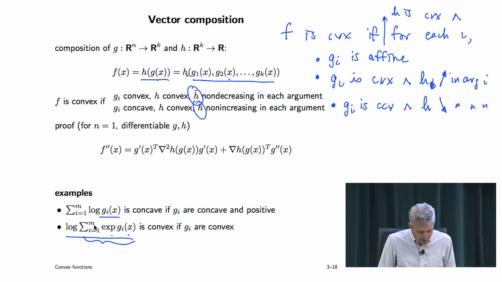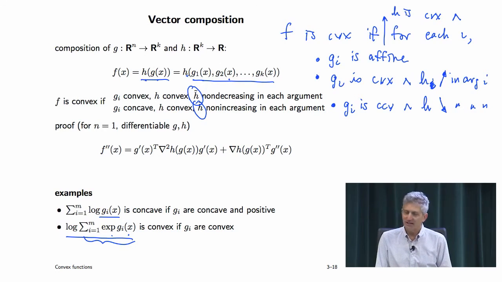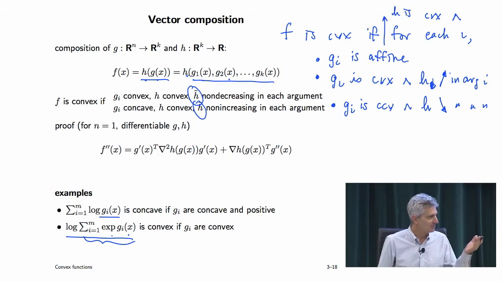What you do is you make h the log sum exp function. The log sum exp function is clearly convex, and it is increasing in each argument. By the way, there it really is increasing, so I'm okay. That's informal and formal. And therefore, log sum exp of a bunch of convex functions is convex.